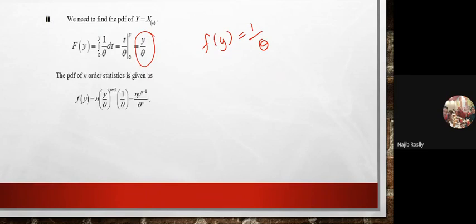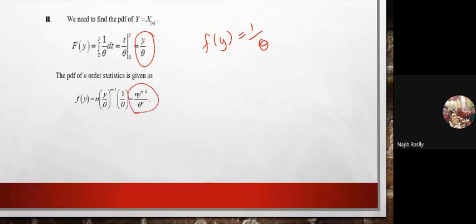Okay, the PDF of the nth order statistic. So please check the formula in the list of formulas. Okay, the PDF for the order statistic. So we substitute. So you have n times y over theta to the power n minus 1, times 1 over theta. So it gives you this value.